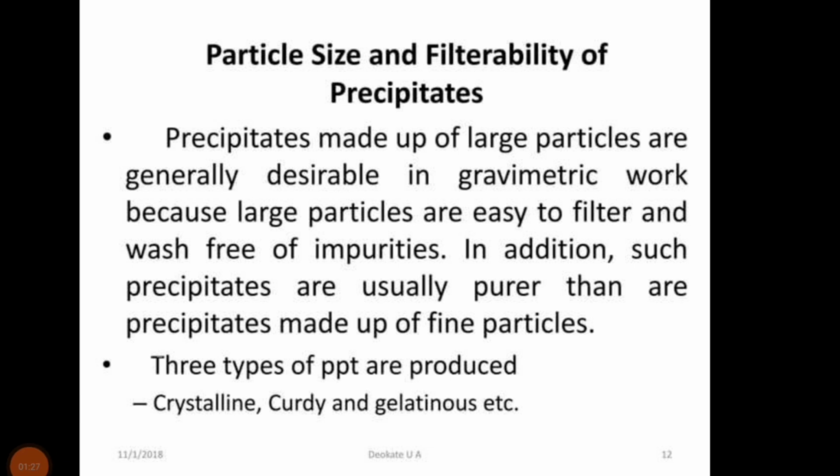Next, the particle size and filterability of precipitates. Precipitates made up of large particles are generally desirable in gravimetric work because large particles are easy to filter and wash free of impurities. In addition, such precipitates are usually purer than precipitates made up of fine particles. Three types of precipitates are produced: crystalline, curdy, and gelatinous, etc.